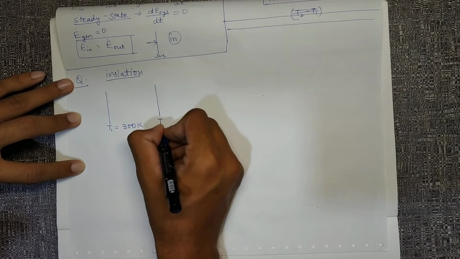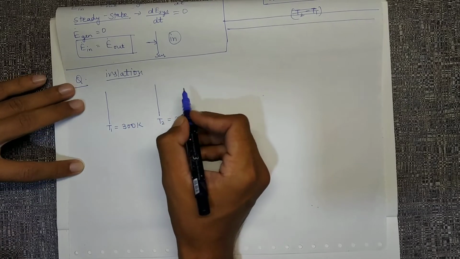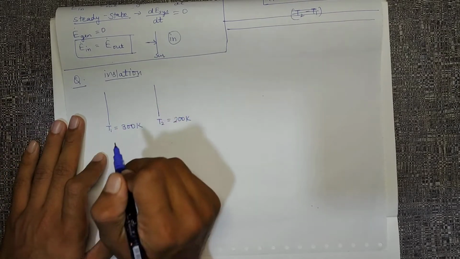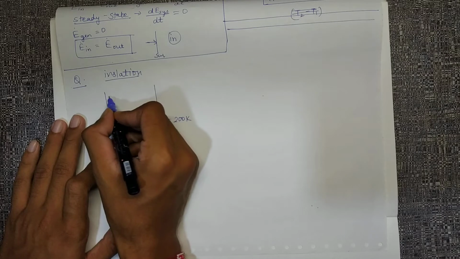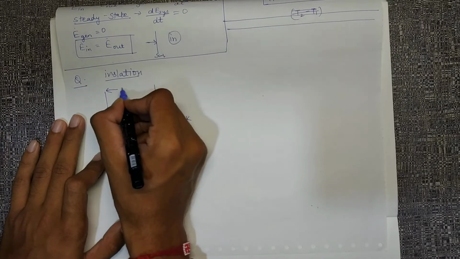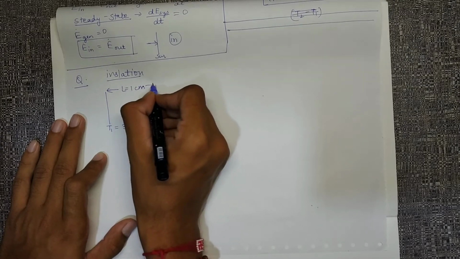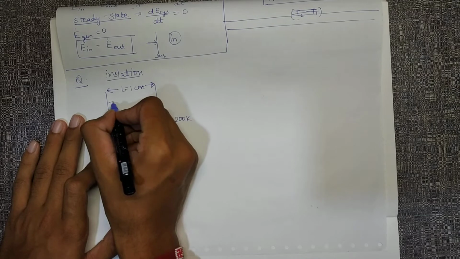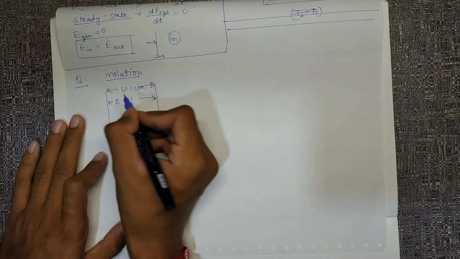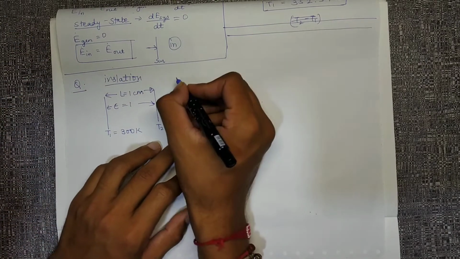The other surface, T2, has a temperature of 200 Kelvin. We need to figure out the heat flux between them, and the space between them can be filled with multiple different options, so I'll list those down. The distance is 1 centimeter, and let's assume the emissivity of both these surfaces is 1. Okay, so there are 3 cases.